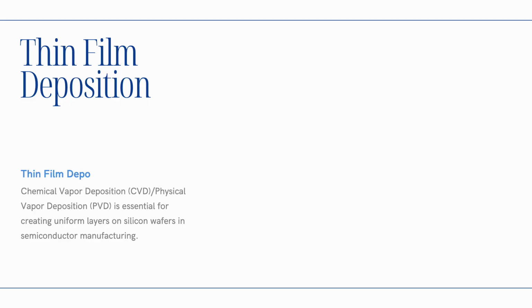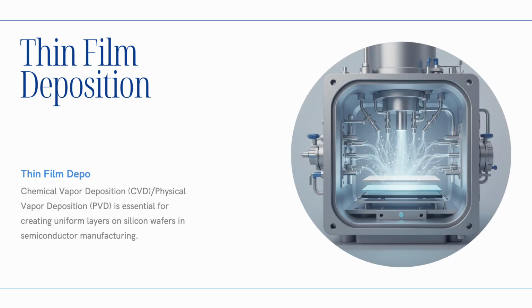We talked about removing material from the silicon wafer through etching. Now let's talk about how a new material is added to the silicon wafer. That process is called thin film deposition. Thin film deposition focuses on creating uniform layers on silicon wafers. Deposition can be of insulating or conducting material, and broadly there are two types of deposition process, namely CVD, or chemical vapor deposition, and PVD, or physical vapor deposition.